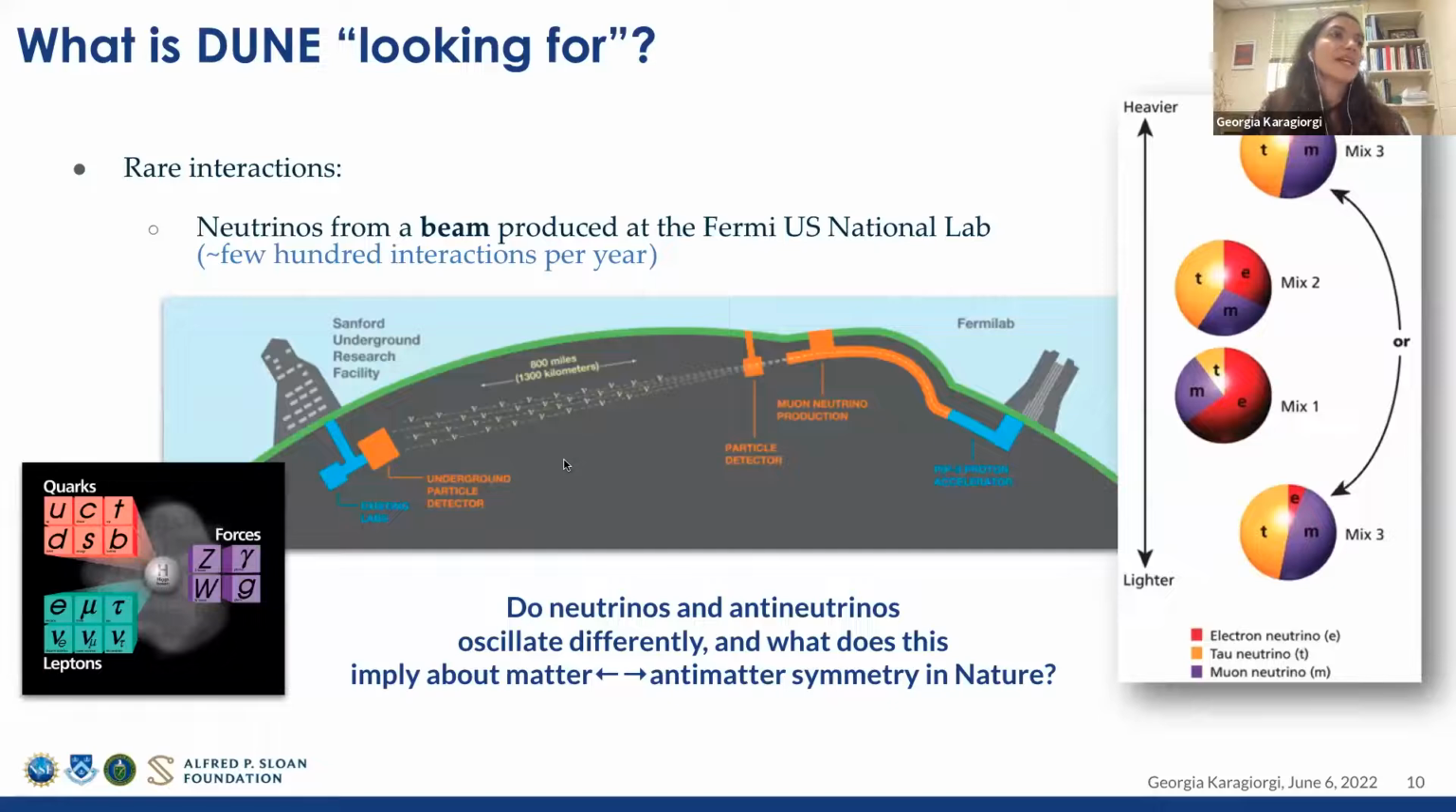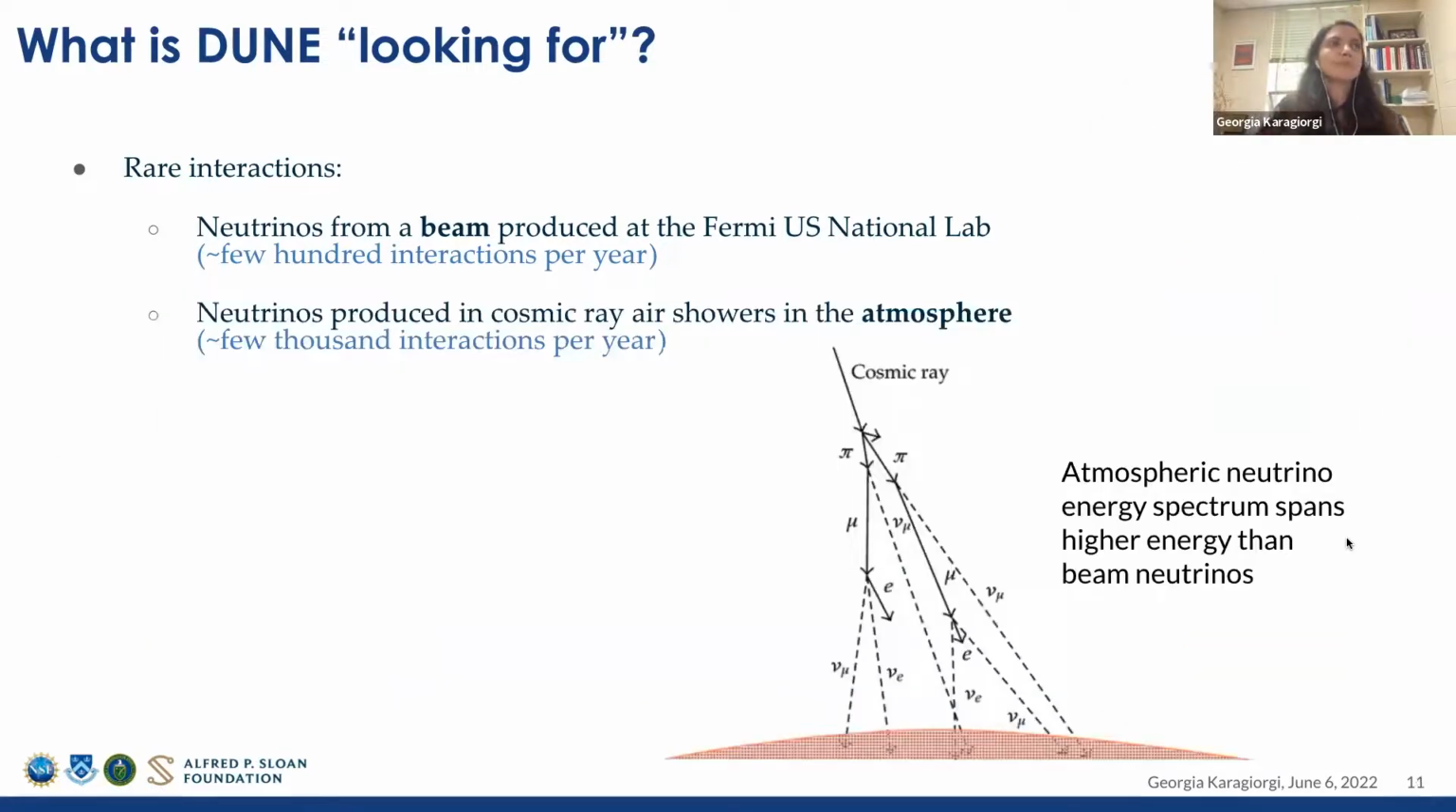In addition to studying the differences between neutrino and antineutrino oscillations, DUNE is also sensitive to the possibility that one of the neutrino mass states could be the heaviest or the lightest. There's still an ambiguity given current experimental measurements, and theory allows for either situation at the moment. So this is referred to as the normal versus inverted mass spectrum.